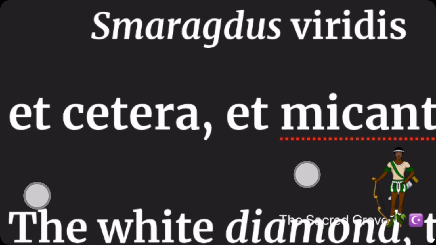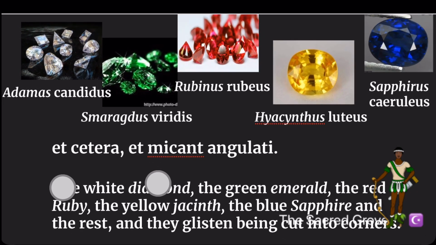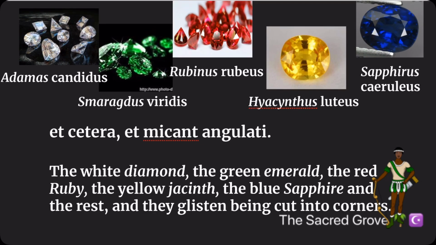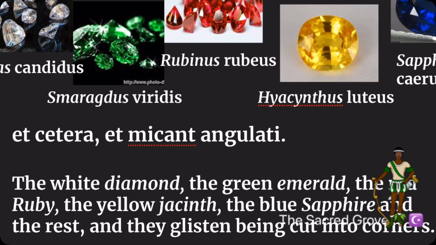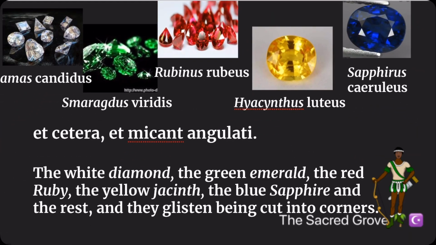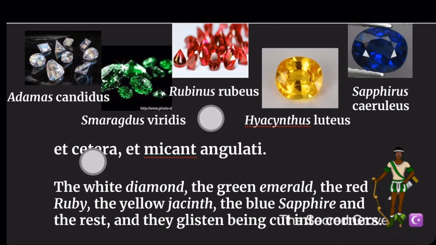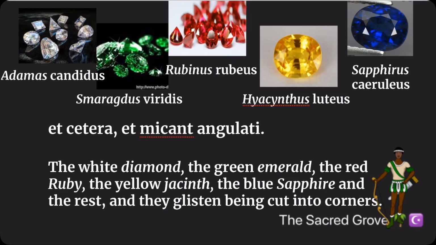And the rest, et cetera. In English, we put etc. with a dot for that, but that's Latin for et cetera, and the rest. Et again, and micant, they glisten. Angulati, being cut into corners. So angulati is where we cut these jewels into these shapes right here. That's the verb, angulati. Okay.